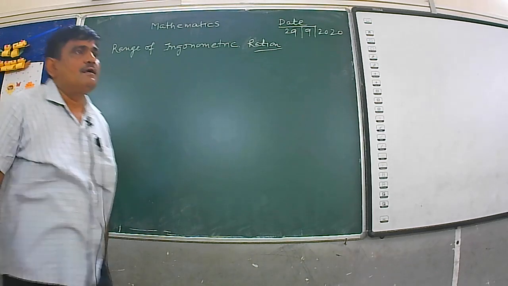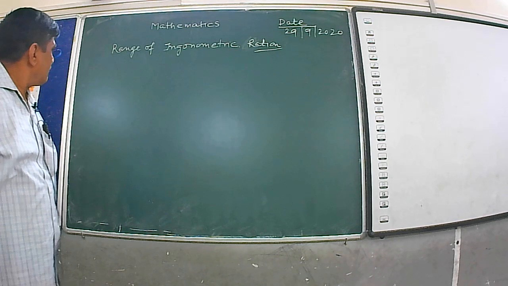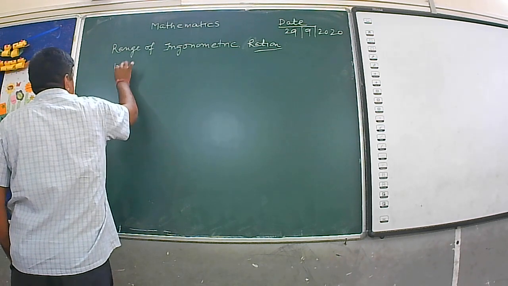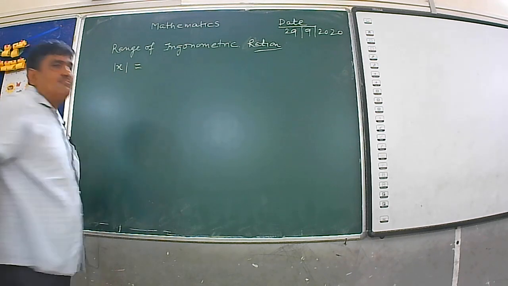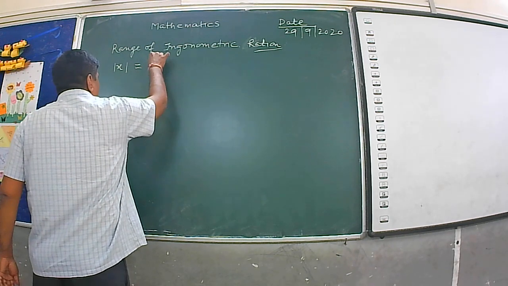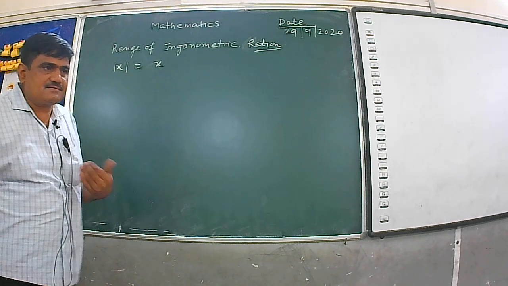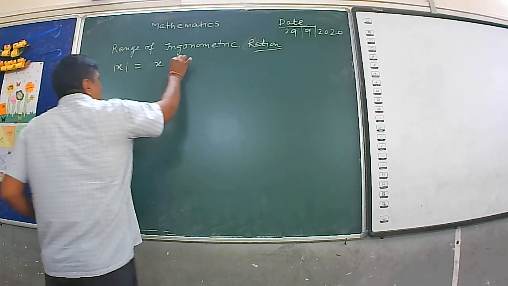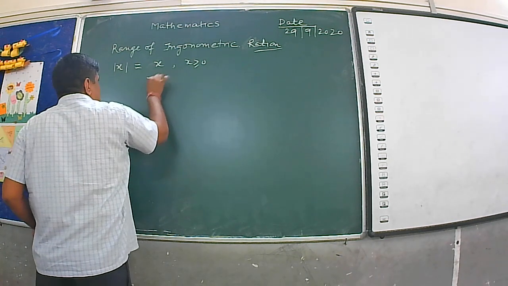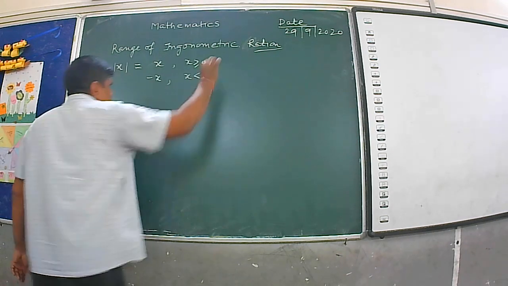For this we discuss the modulus function. Mod x is equal to plus or minus x. It is x if x is greater than 0, and it is minus x if x is less than 0.